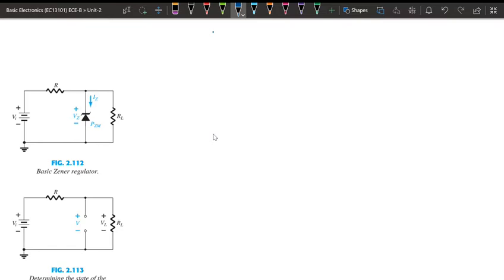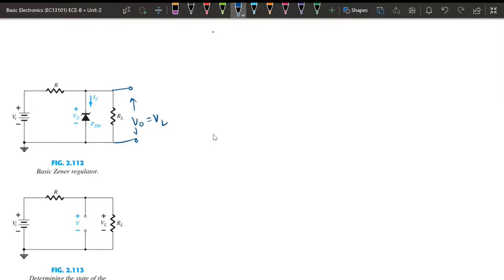So here in this circuit, this is the basic Zener regulator circuit. Here this R is always constant, and the voltage across this will be a constant, but the current flowing through this will depend on whatever input voltage we are applying. We need to maintain this output voltage, or we can call it this load voltage, as a constant.